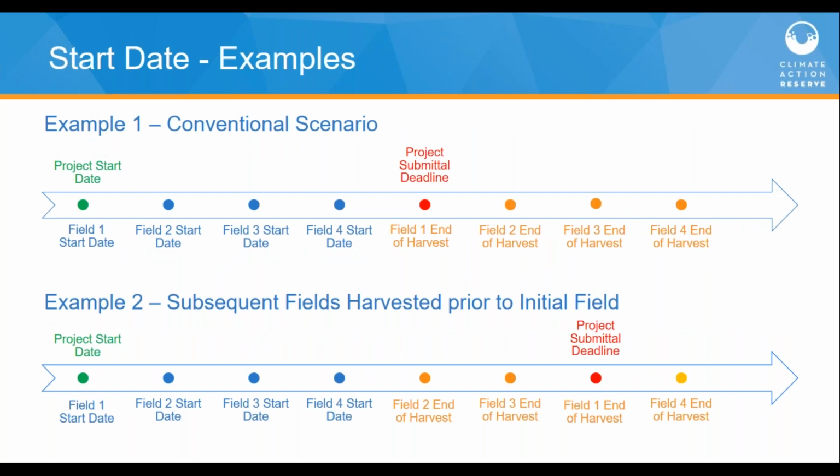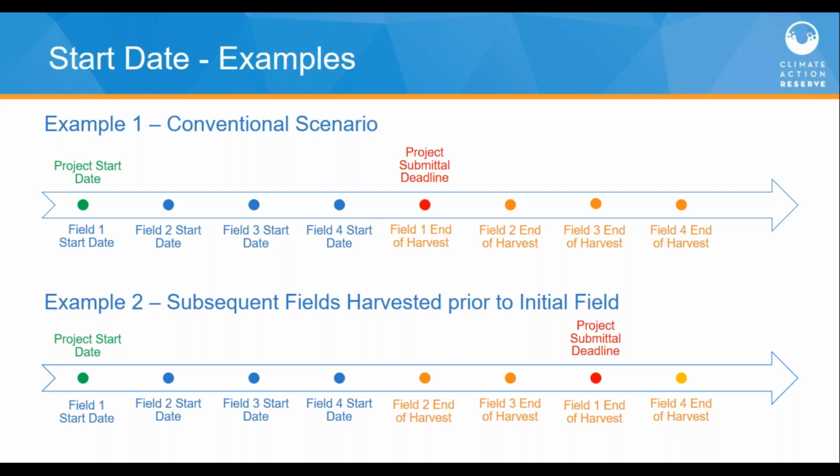You can see here, and again there's a variety of possible options, but just to provide a more conventional scenario, you have your project start date with your field 1 start date, the earliest field in the project, followed by the field 2, 3, and 4 start dates. Assuming that each field ends in consecutive order, you would have up until the end of the harvest of field 1. So you have that window from the project start date, the field 1 start date, to the end of field 1 harvest to get your project submitted to us.